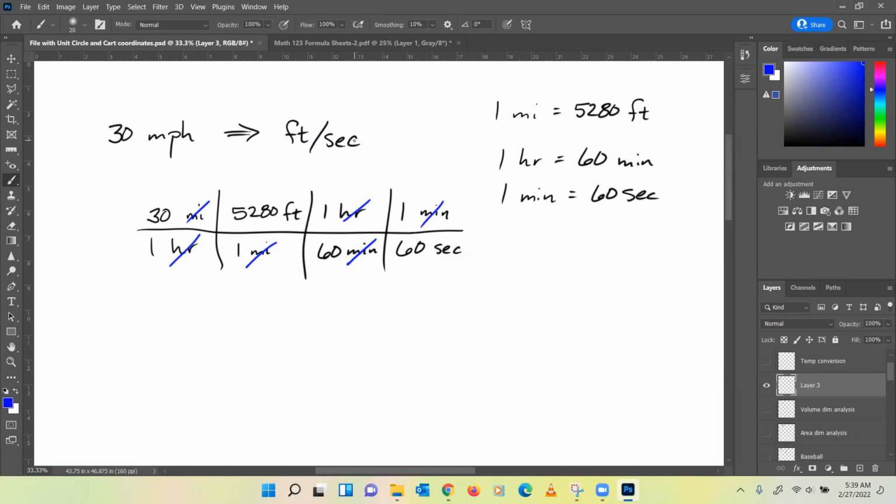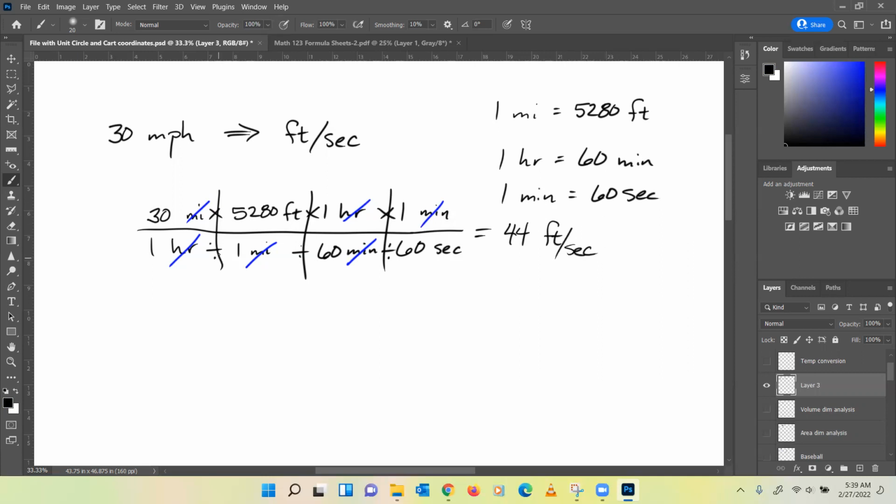So as long as we end up with our units organized in the same way we need them, we'll be okay. And I multiply by the numbers on the top, and I divide by the numbers on the bottom. And I'm not really going to, in my calculator, plug in the ones, since those don't do anything, really. So I'll have 30 times 5,280, divide by 60, divide by 60, and that gives me 44. So we end up with 44 feet per second.